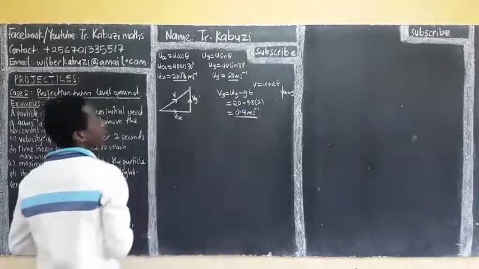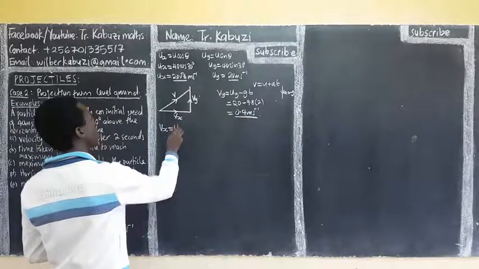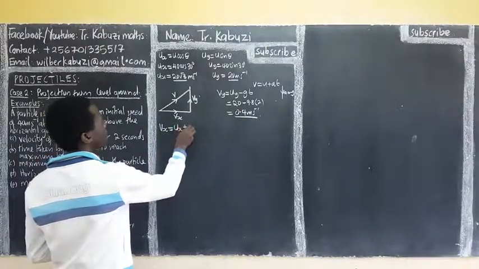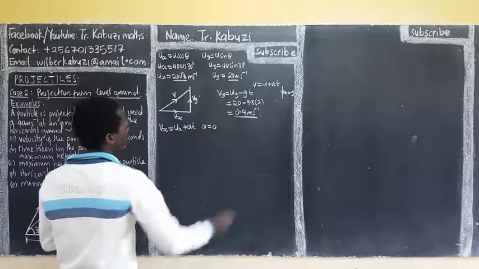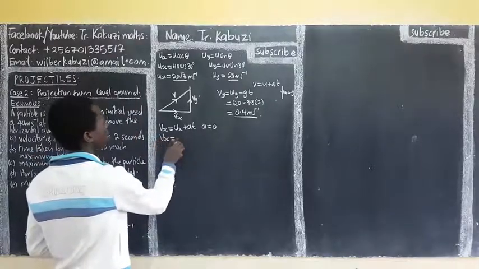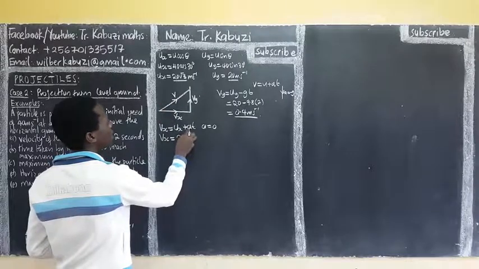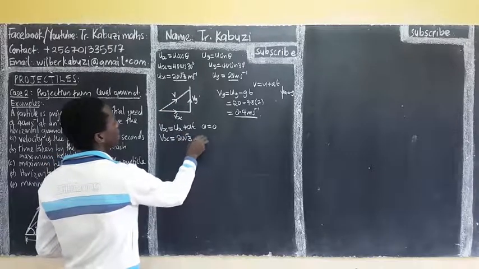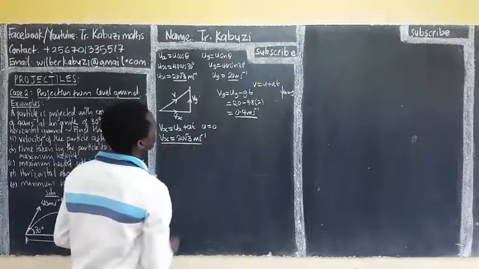Now the x component, vx, is ux plus at. But our acceleration is 0 whenever we are dealing with the horizontal component. So vx is going to be u, which is 20 root 3 meters per second, plus 0. As simple as that.